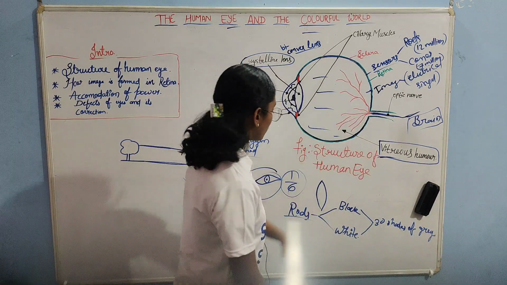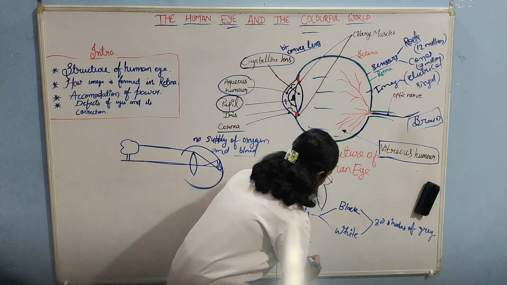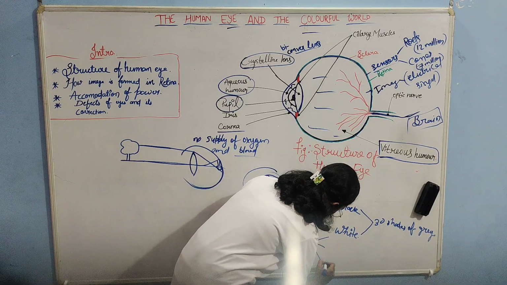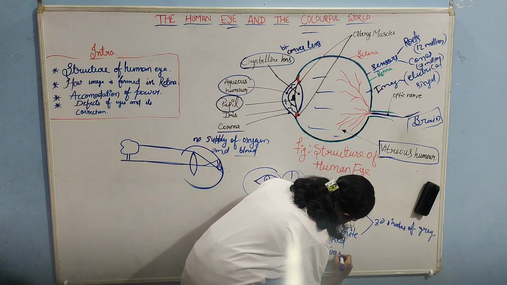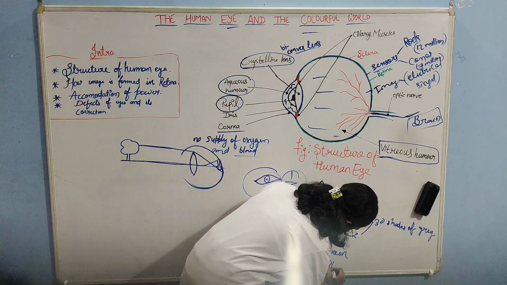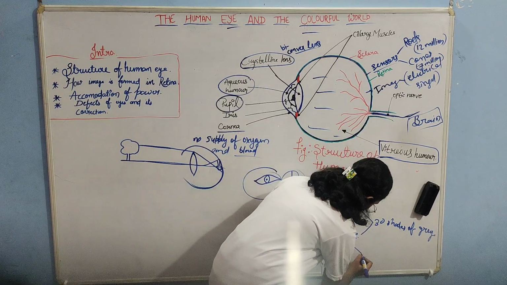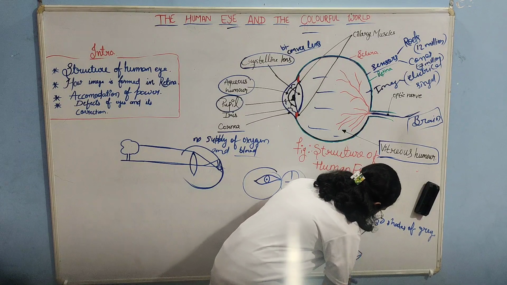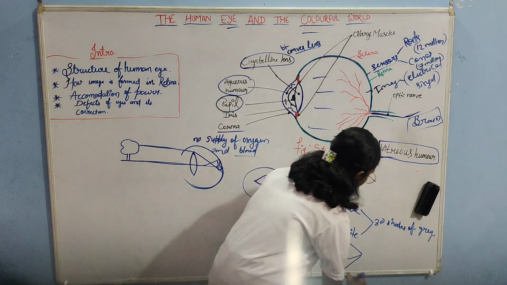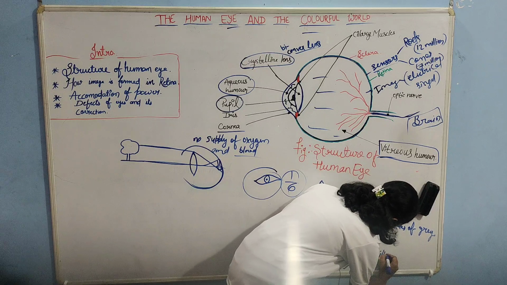After that, cones. What will cones recognize? They will recognize three colors: red, green and blue. After the combination of red, green and blue, they will further recognize approximately 10 million more colors.